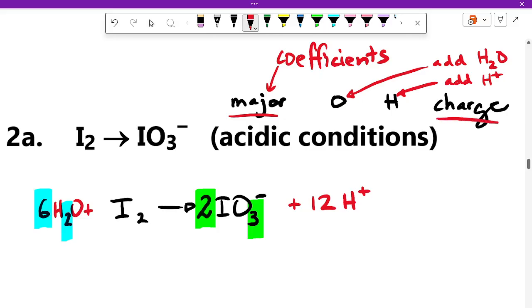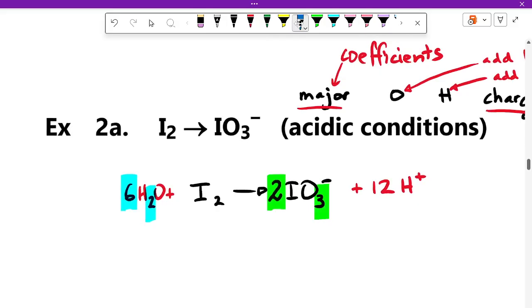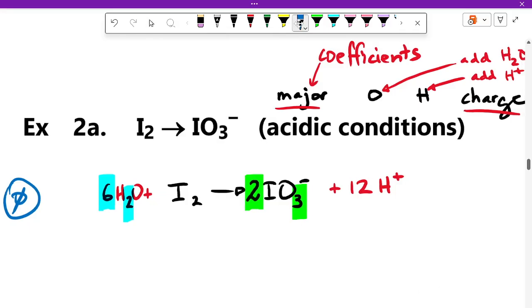And now we're going to do our charge. Keep track on the sides. What is the overall charge on the left side of the equation? 0. There's nothing that's got a charge over there. And on the right-hand side, how much negative do we have? 2 negative, and how much positive? 12 positive. That gives us a total of 10 positive. So to which side will we add electrons? To the right side. How many will we add? 10. Is good, is easy?